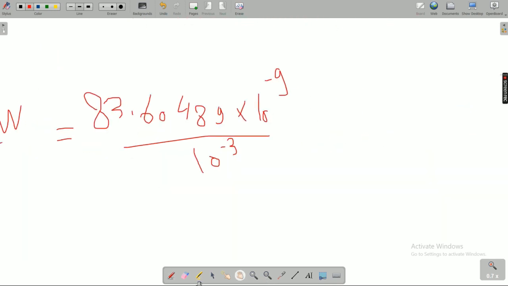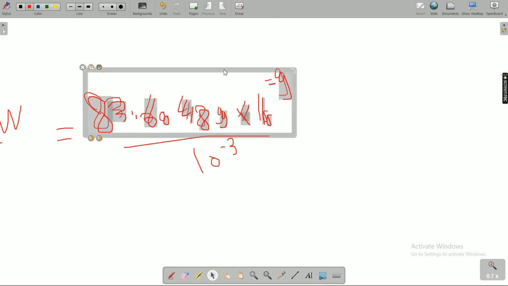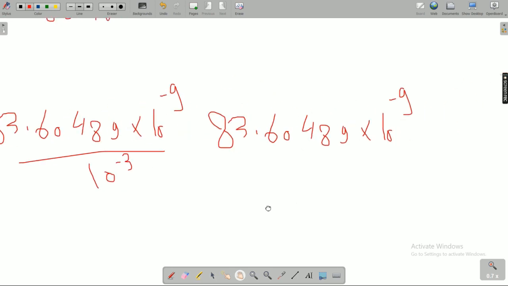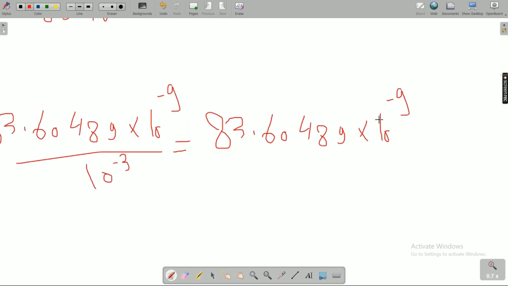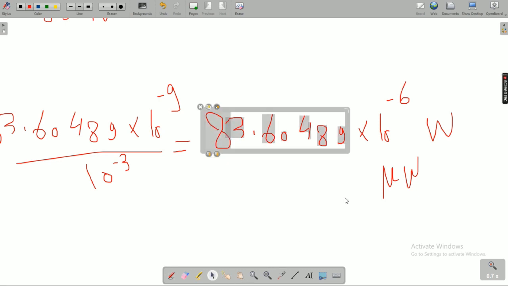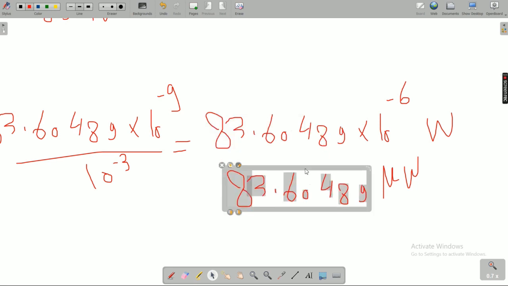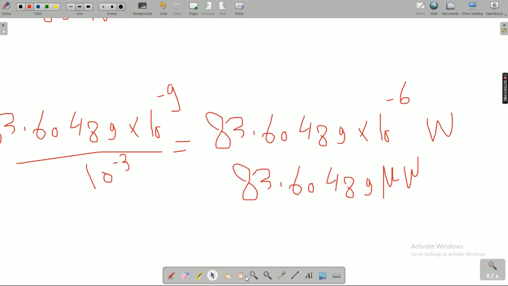So what I am going to get is the same value, and the only difference is the power of 10, which will be 10 power negative 6. Why is that? Because 10 power negative 9 divided by 10 power negative 3 equals 10 power negative 6. This is in watt, and I can replace the 10 power negative 6 by micro, like the prefixes and so on. And this is the solution of the first problem.